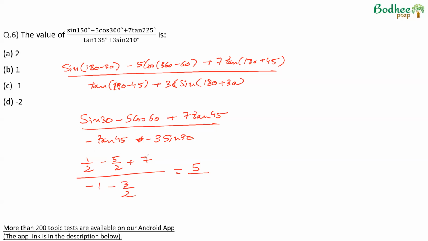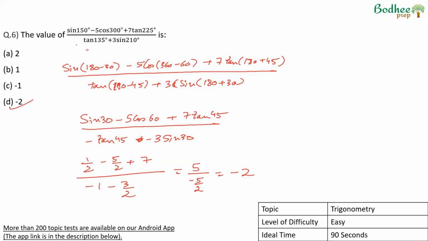Here we will have minus 1 by 2 minus 3 by 2, which is minus 5 by 2. And therefore the answer will come out to minus 2. From here we get the answer for this as option D. Again, a relatively easy question, about 1.5 minutes to solve.